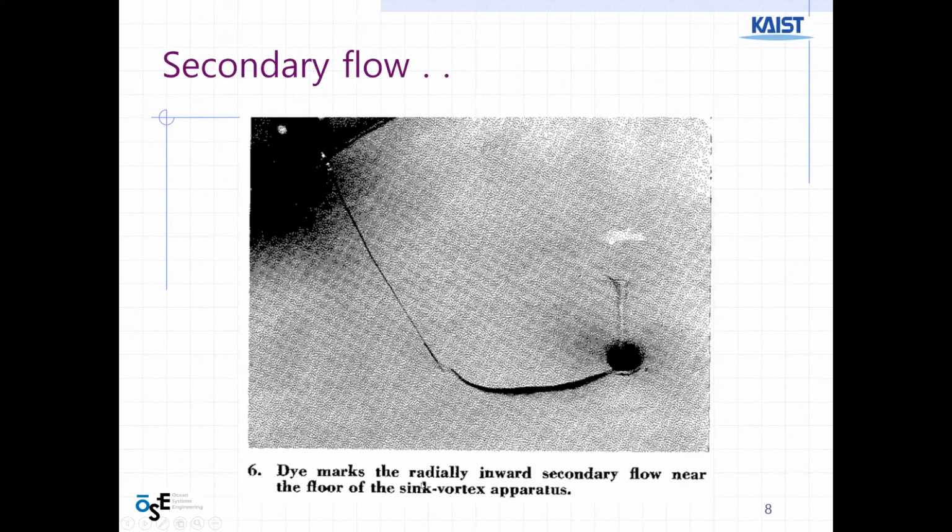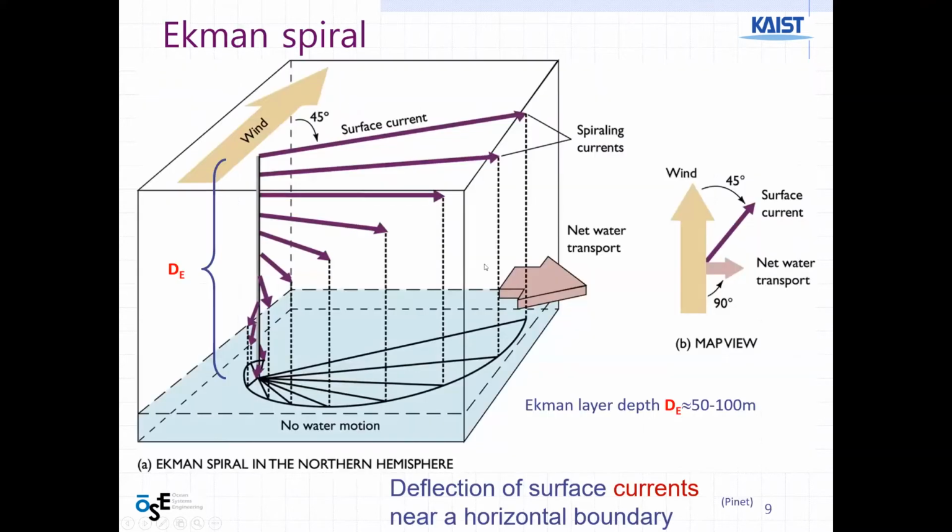And also, there is the sink vortex. And the Ekman spiral is generated by wind. As wind goes this way, the water moves at about 45 degrees, and as the water gets deeper, it keeps turning, like a spiral. And the net water transport is moving in this direction.